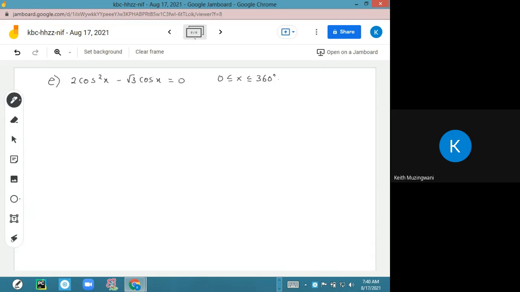Okay, so we start. The first thing you do is you factor out the common thing. So cos is common. So factor out cos x. We remain with 2 cos x minus root 3 is equal to 0. This means that either cos x is 0 or 2 cos x minus root 3 is 0. So cos x is 0 at 90 and 270.